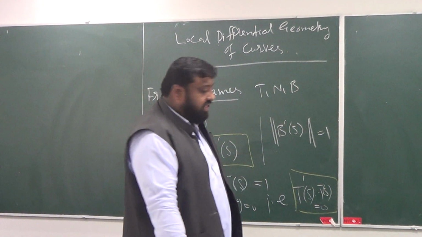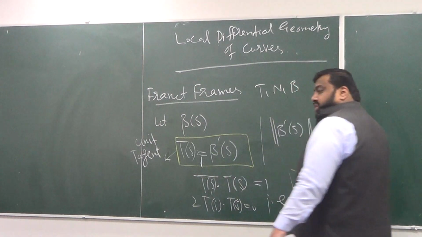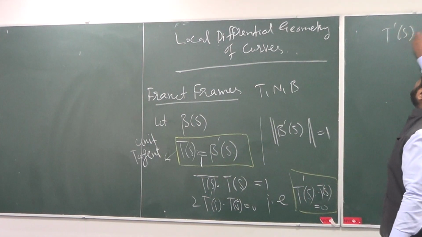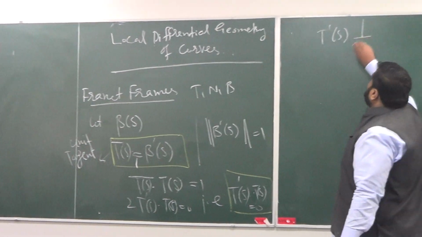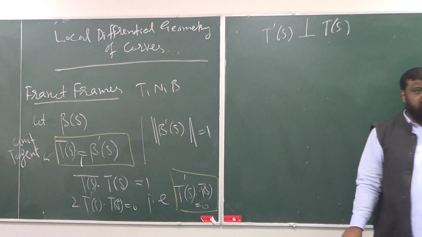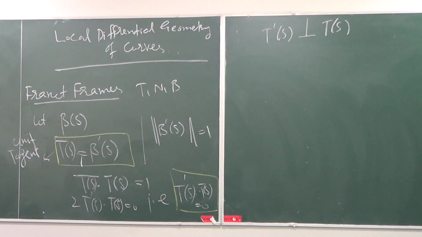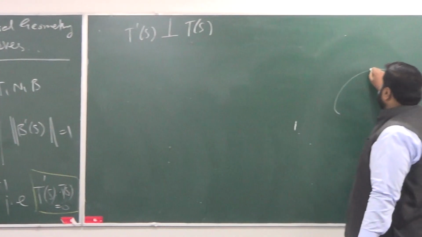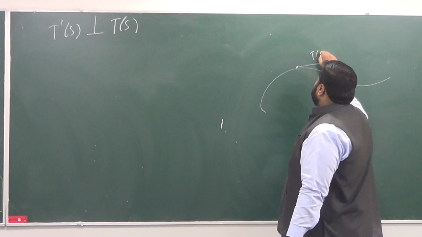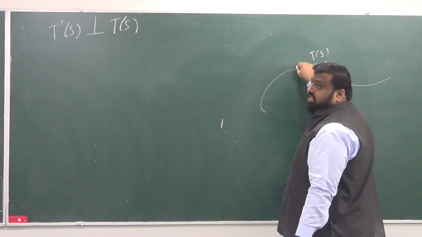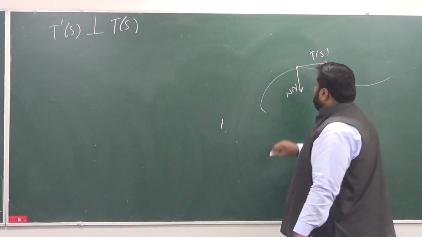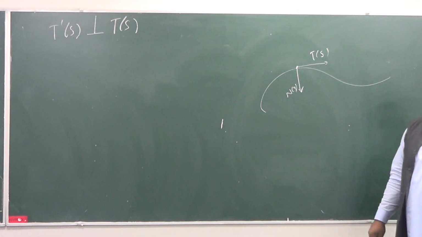Are you getting the point? So what does this show? This shows that T prime is orthogonal to T of s actually. But on the curve, at a point, if I am drawing T of s, there is another thing which is orthogonal to the curve, and that is the normal vector. There will be a normal vector.